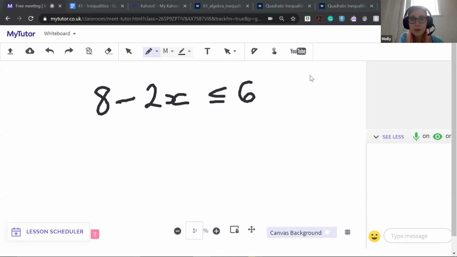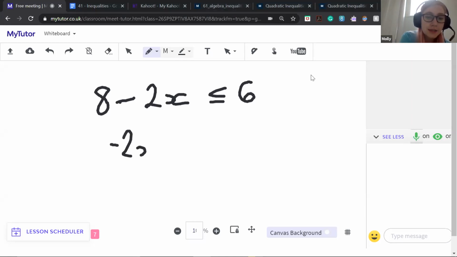Okay, let's give this a go, shall we? Okay, so we want x by itself. So the first thing that we'll do is get rid of this 8 because we don't want it there. We want it on the other side. So we'll subtract 8 from both sides. So we get minus 2x is less than or equal to minus 2.